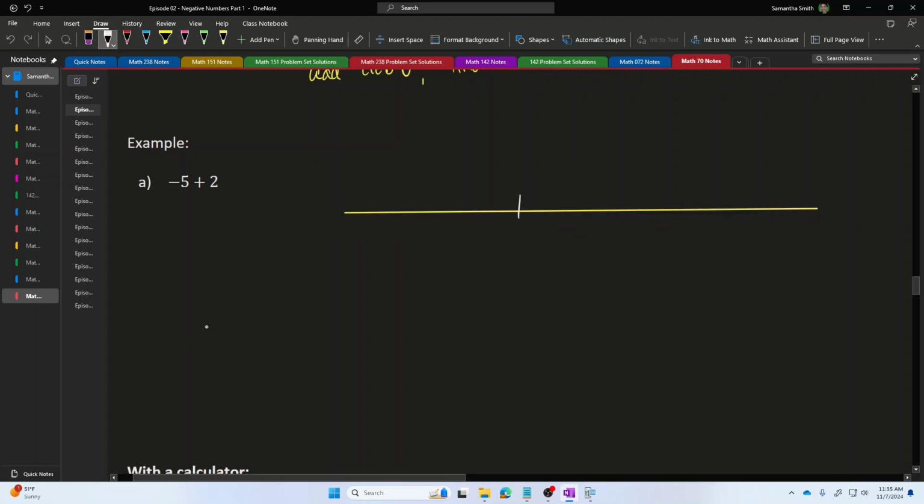If I start with 5 units of debt, and I get 2 units of extra income from that, I go 2 units in the positive direction, 2 units to the right. Now I find myself at a location -3. So -3 would be the result of this addition. I'm still in debt, but I'm not as in debt as I was before.